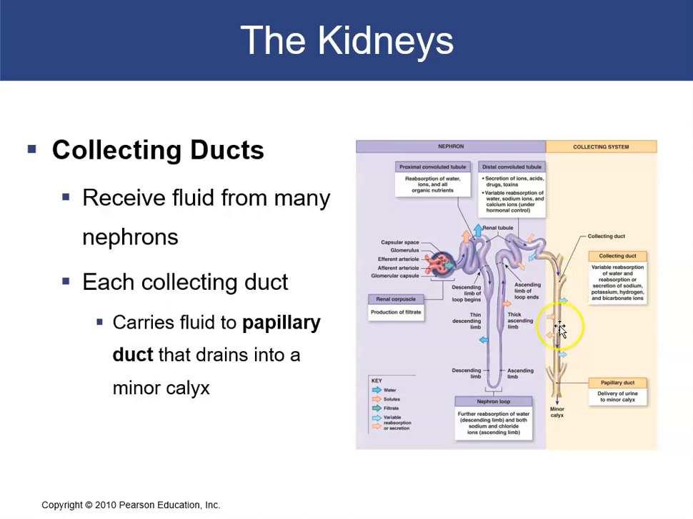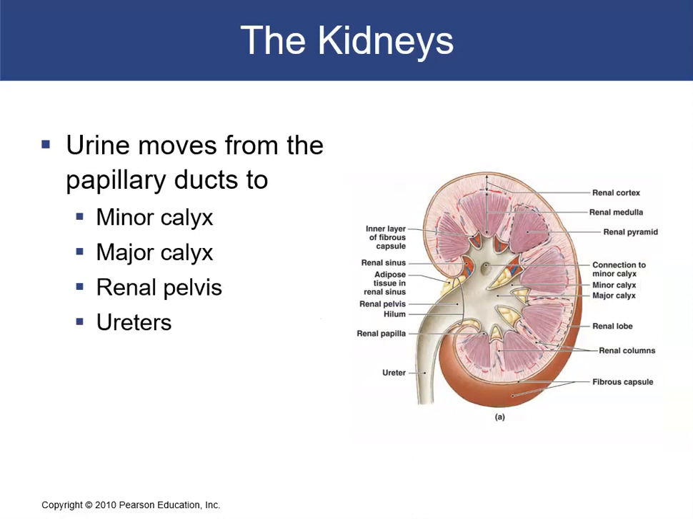Each collecting duct that we see here will receive fluid from several nephrons all at the same time. You can see all of these coming in, connections into the collecting duct. Each collecting duct will carry this fluid down to a papillary duct. This is what exits each of the individual renal medullas. And remember that the papillary duct drains into the minor calyx. And just to rehash, here's our papillary duct into the minor calyx, then it goes into the major calyx, into the renal pelvis, and ultimately out through the ureter.